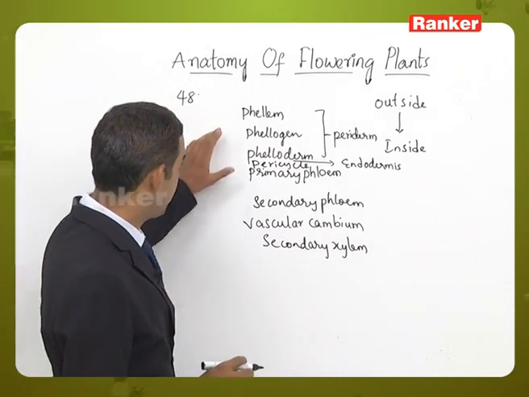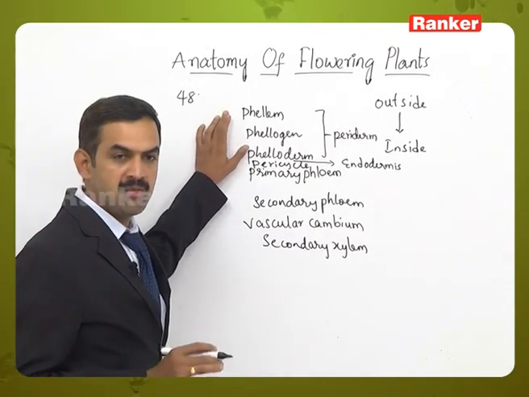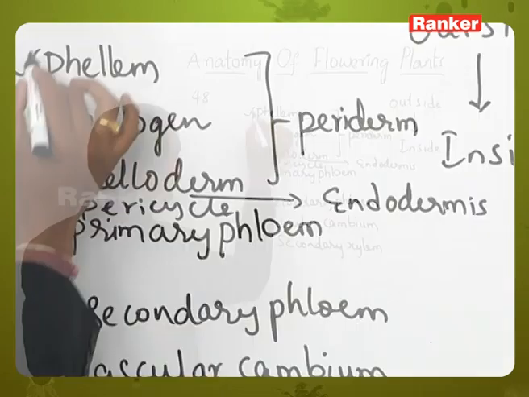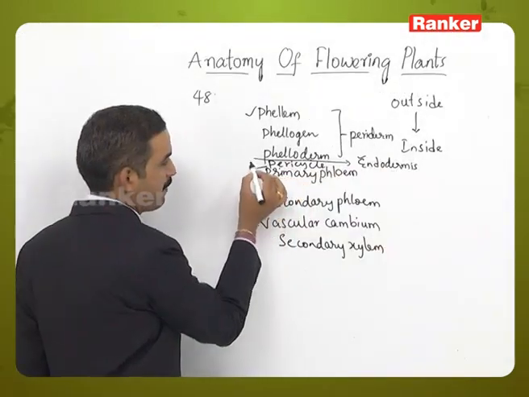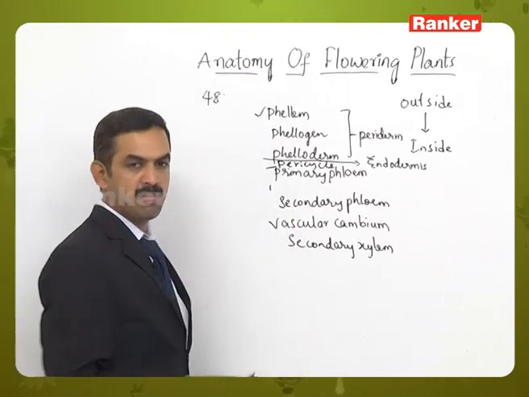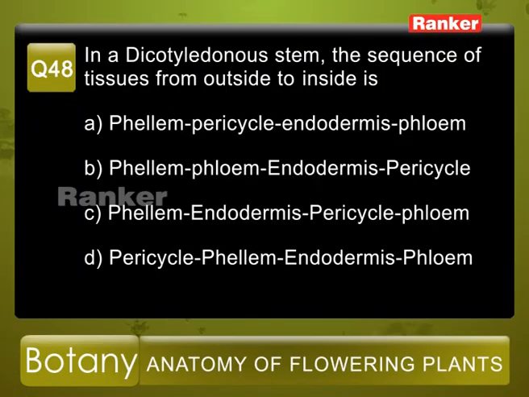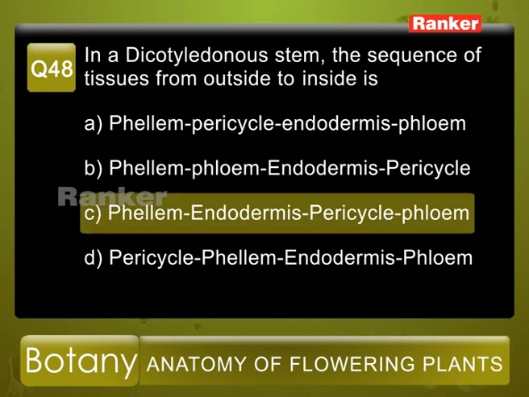So from the given options, in option C, the phloem part is present, and the next one will be the endodermis, below that the pericycle, and below that the phloem will be present. So from the given options, the correct sequence is phloem, endodermis, pericycle and phloem. So option C is the correct answer.